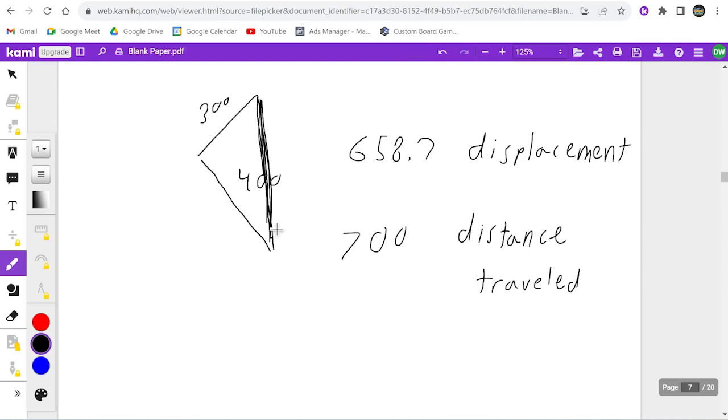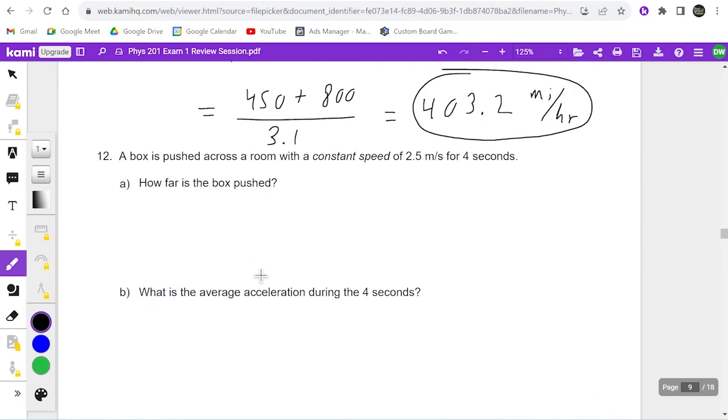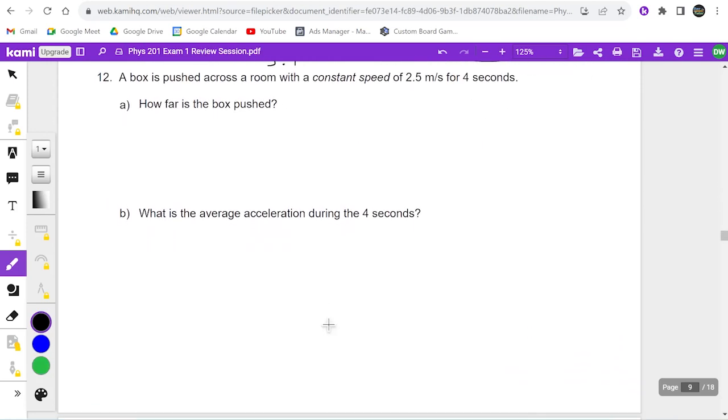So I'm going to go back now to the rest of the review, but are there any questions on anything from the past problem before we go to the next one? Okay, great. Next is number 12. I want you to try this one on your own. I'm going to give you about a minute and a half to try this. So go ahead.